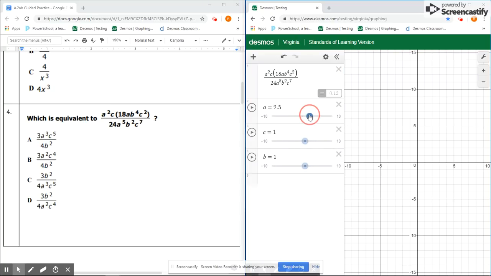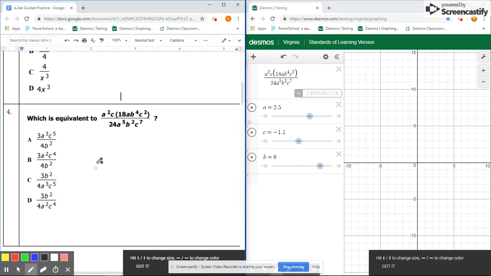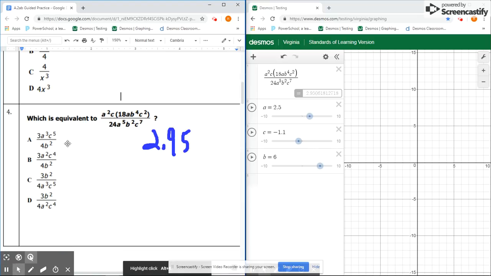I'm going to add sliders to all of them. I'm going to change until I get a nice number. Let me get a nicer number here. Let's see. We want this one to be small. There we go. All right. There's a nice number, 2.95. I'm just going to write here 2.95. All right, and we want one of these answer choices here to be 2.95. Then we know that we have the correct answer.